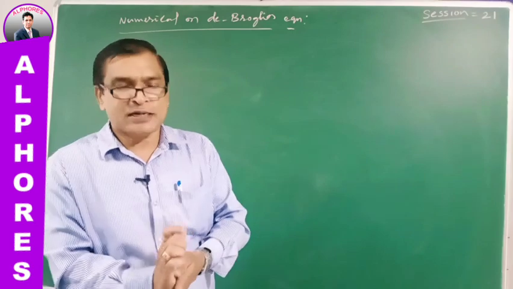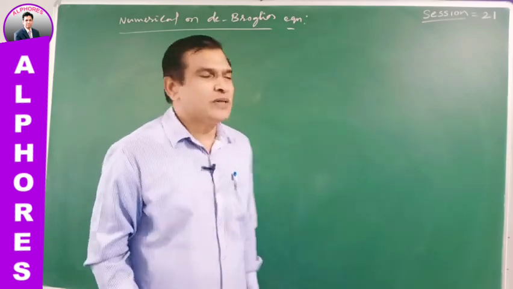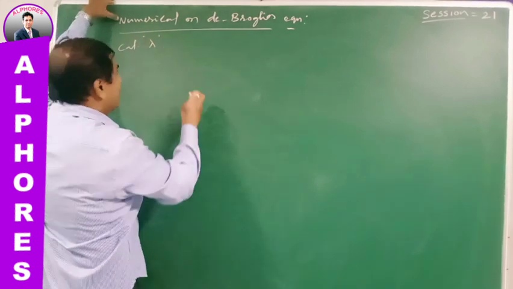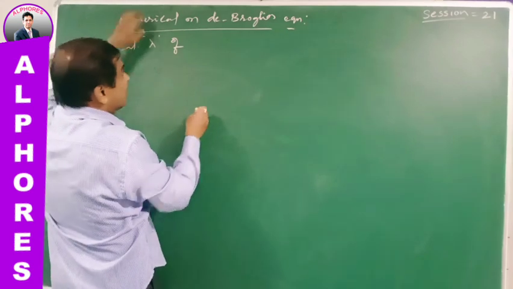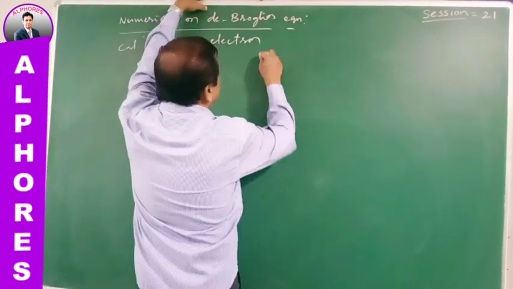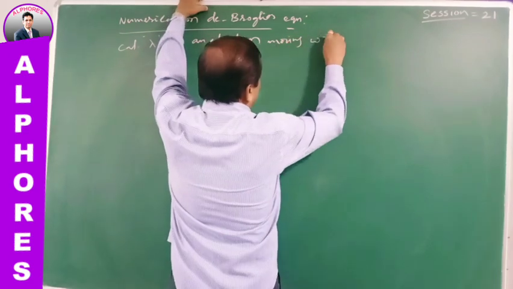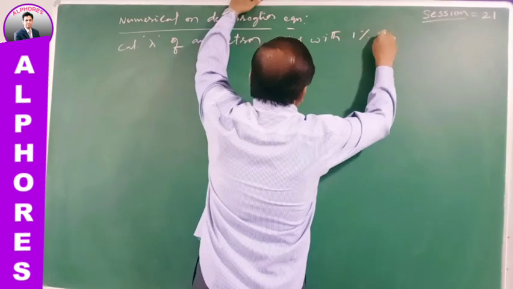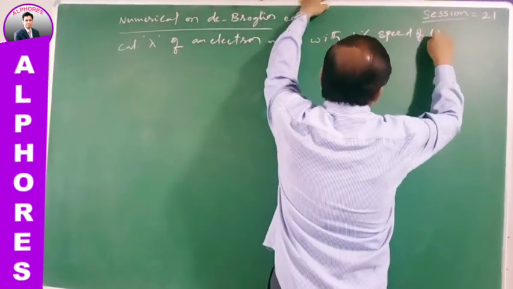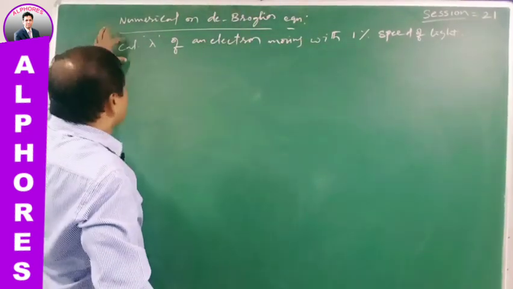Calculate de Broglie's wavelength of an electron traveling with 1% speed of light. That is the numerical. Calculate de Broglie's wavelength of an electron moving with 1% speed of light. Once again, the problem is to calculate de Broglie's wavelength.